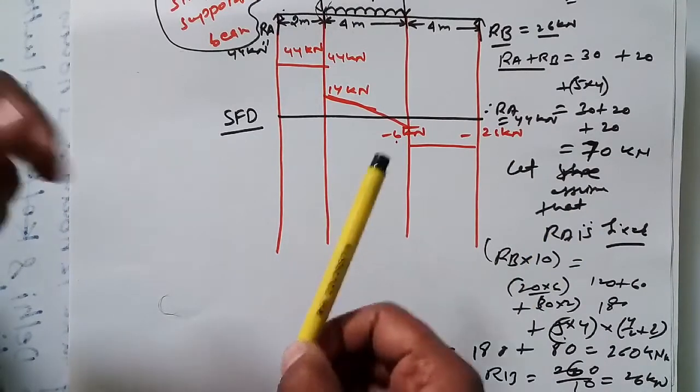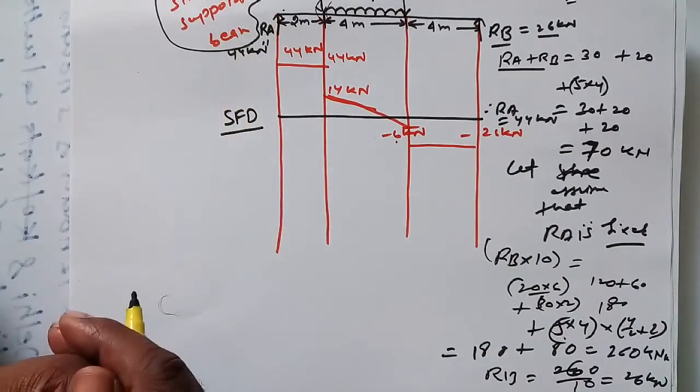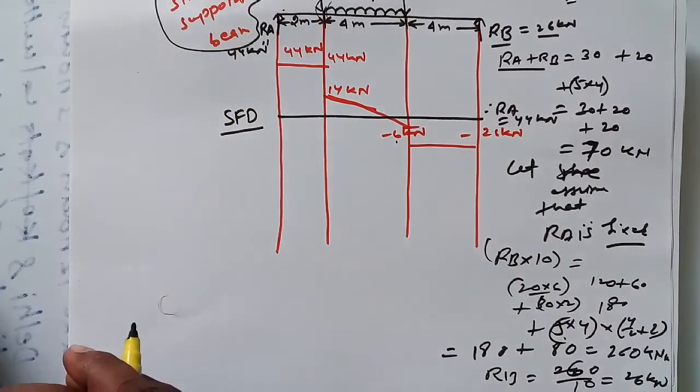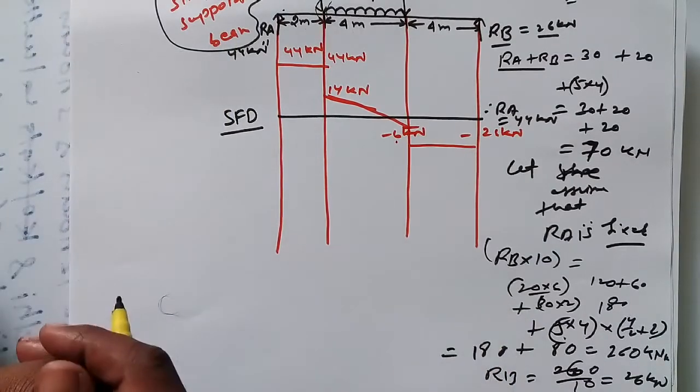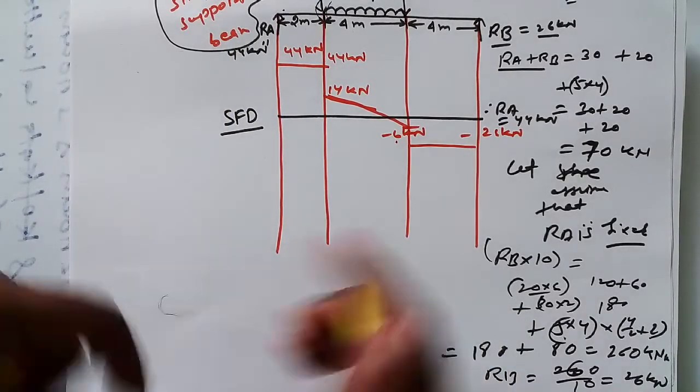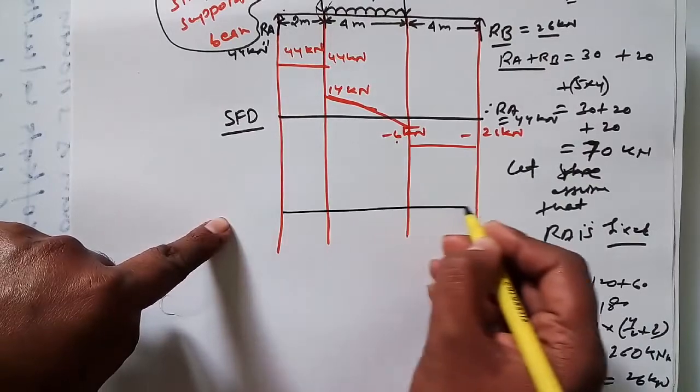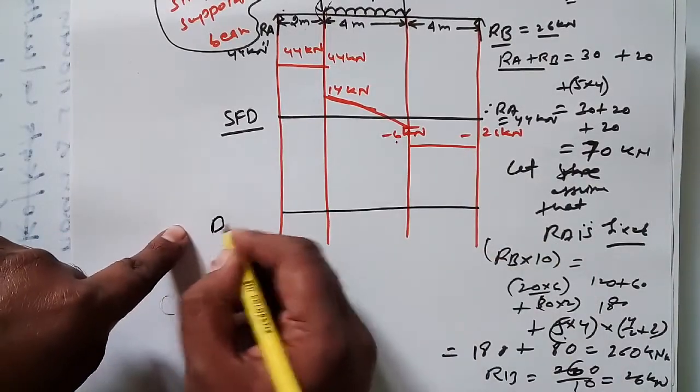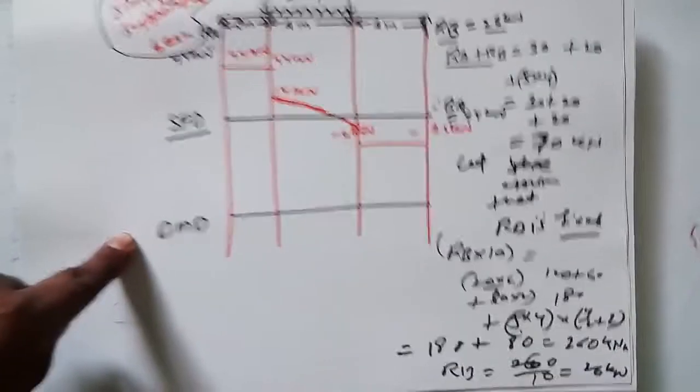Now on the basis of this SFD diagram, I can draw the bending moment diagram. So let me share with you how you can draw the bending moment diagram. So here is that, this is for the bending moment diagram. Oh, there is a problem.